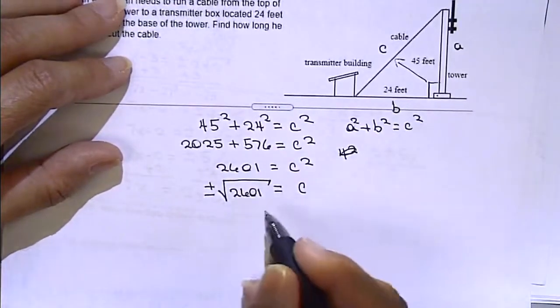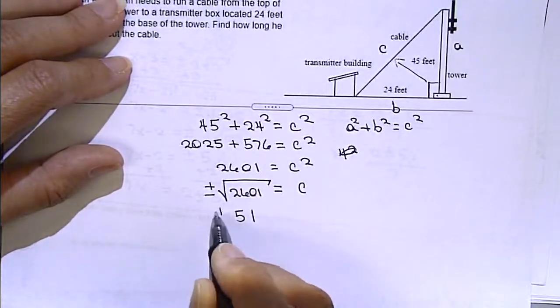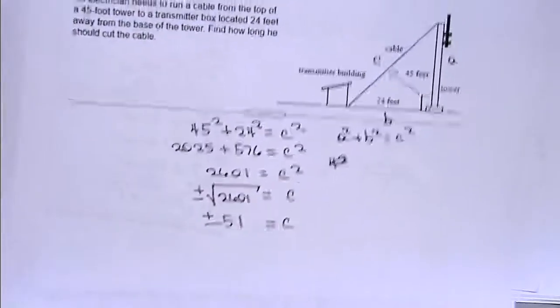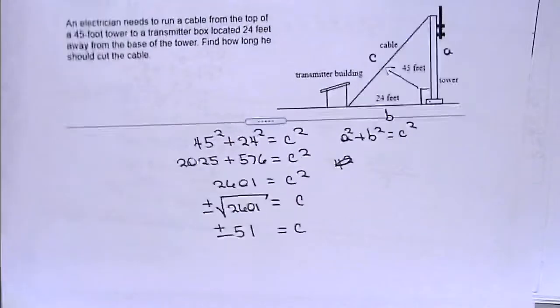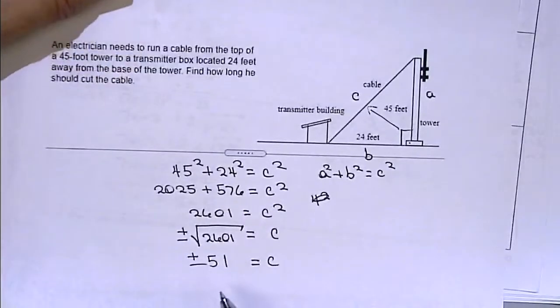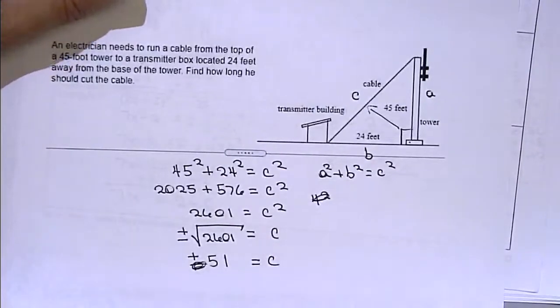Have you plugged it in your calculator, and do you know what it is? It's 51. Now look at this, okay? Because I don't want to change the rules on you. I want you to see what this plus or minus thing is going to do for you in a real life scenario. The electrician needs to run his cable either positive 51 feet or negative 51 feet. Now guys, is there any such thing as a cable that is a negative 51 feet long? That negative doesn't make sense in this problem, does it?